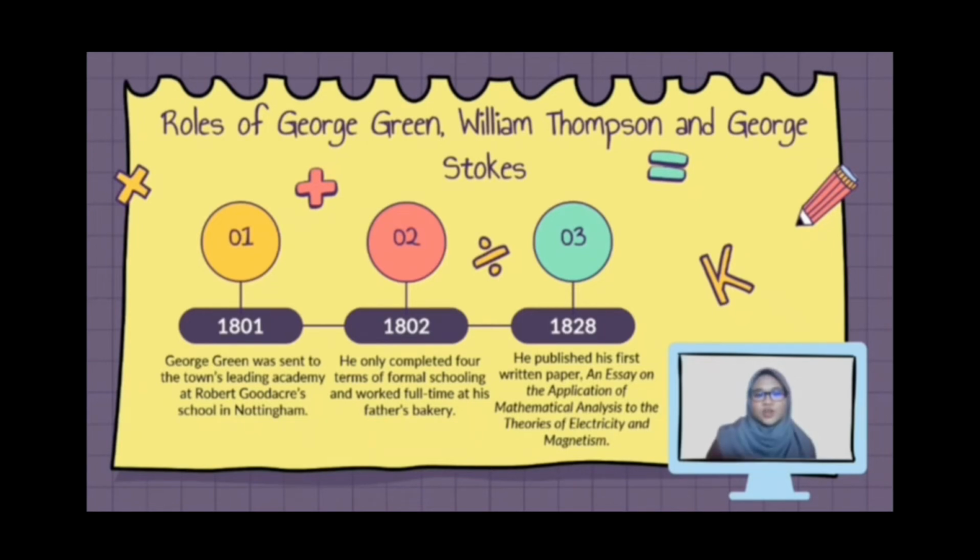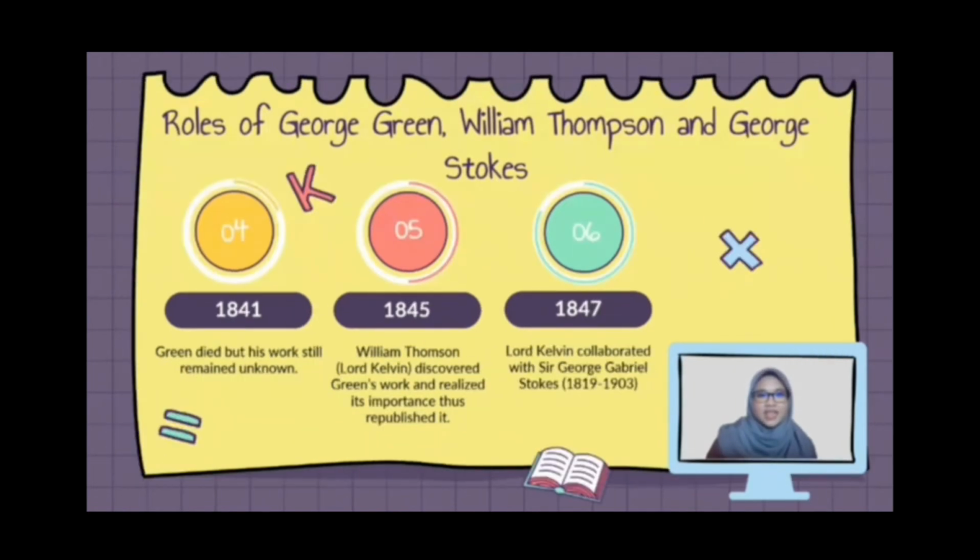However, his work did not attract much attention because it was too advanced for the people around him to comprehend. On the day he died in 1841, his work still remained unknown. It wasn't until 1845 that it was discovered by William Thomson, who realized its importance and thus republished it. In 1847, Lord Kelvin collaborated with Sir George Gabriel Stokes. Together, they became interested in the work of Green and unraveled it.